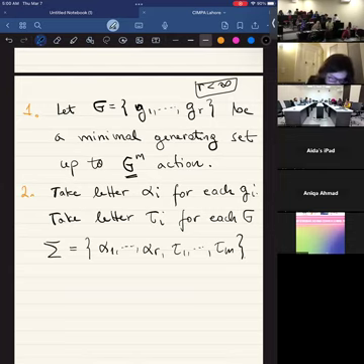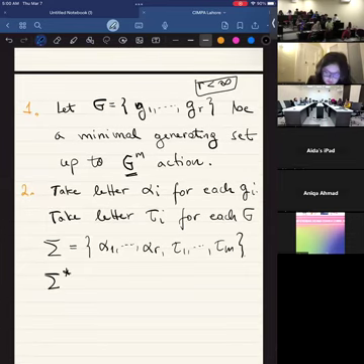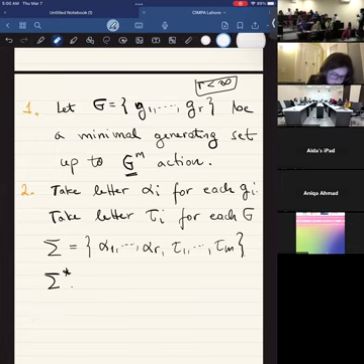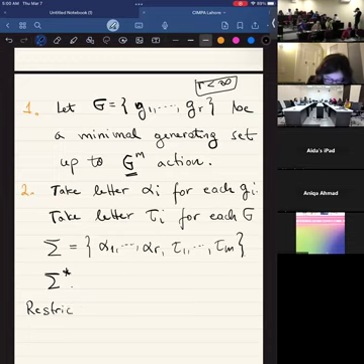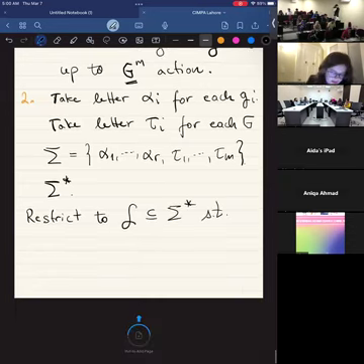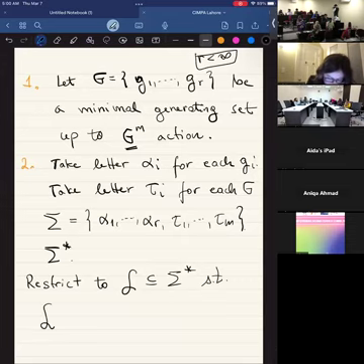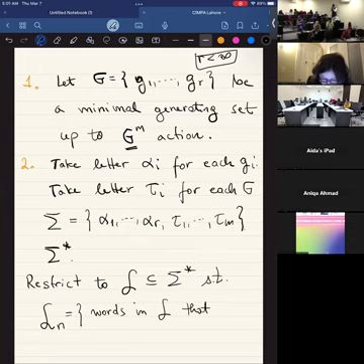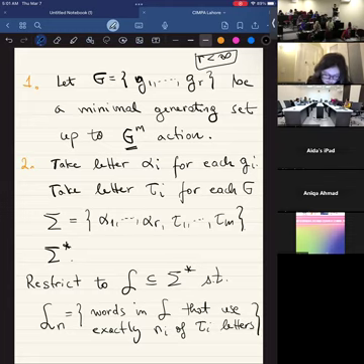And then, so we have this sigma star, which are all the possible words, okay? And then find, or restrict. That's a better word. Restrict to some L in these sigma stars such that L_N, I'm going to call this N, which is all words in L that use exactly n_i of tau_i letters, such that this one is in bijection with the monomials in A_N.